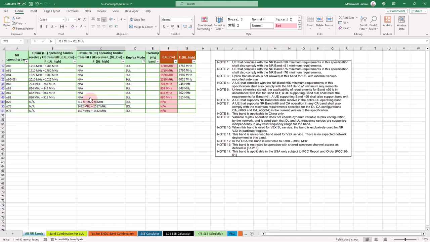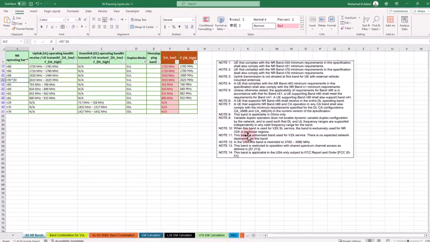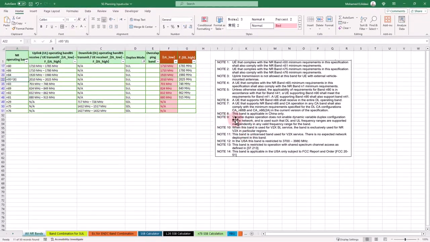Each supports either uplink or downlink. For example, only these three carriers support downlink, and all of these carriers support uplink. Whenever you see a note, for example in one of these carriers, this means you need to look into the notes. For example, here it gives note 8, so this means N95 is only applicable in China. So this is not applicable in any other country. So this is an example.